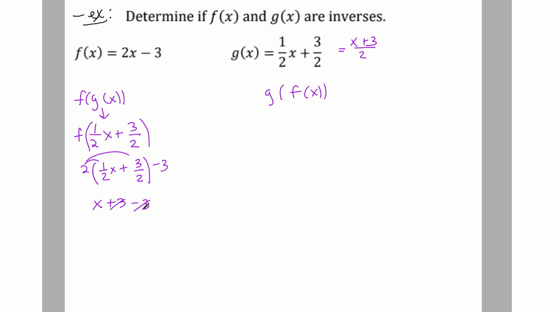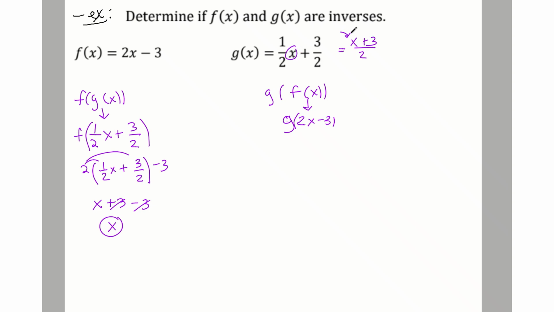Okay, 3 minus 3, we get rid of those, and we are just left with x. All right, looking good. Now let's take the f of x and plug that in. What's f of x? This guy, 2x minus 3. Where are we plugging that into? We are plugging it into the g function, right? Okay, so 2x minus 3 gets plugged into here, right in for x.